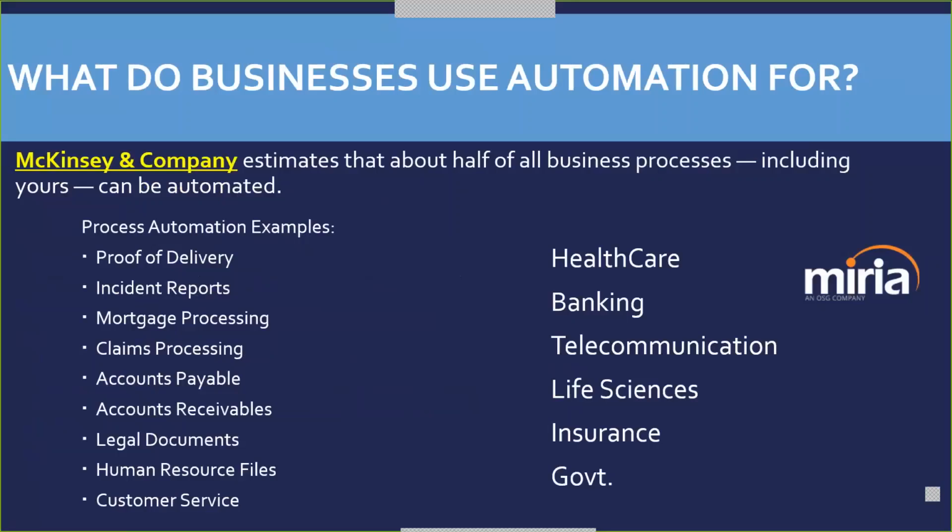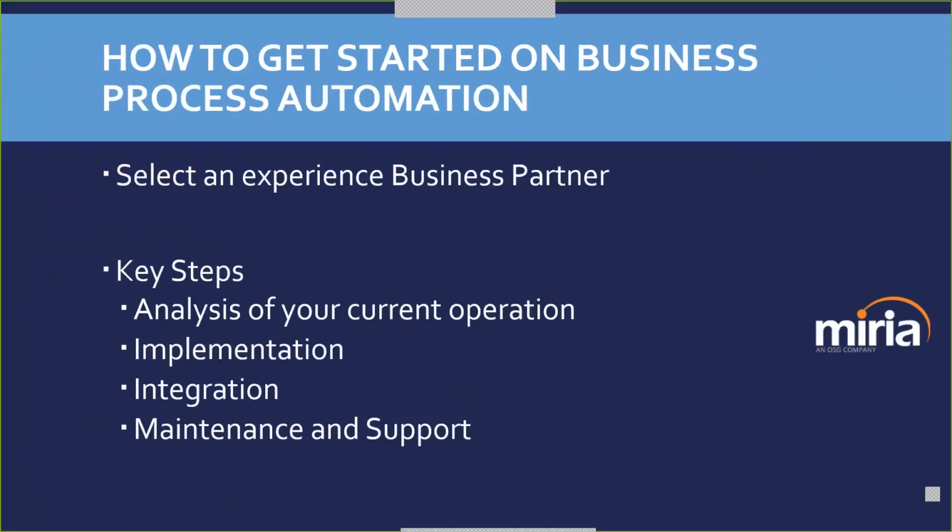Whether it's proof of delivery, or incident reports where there's an accident and how do I make claims against that, whether it's mortgage processing or accounts payable operations, it could go really across your organization. I would encourage everyone on this call to think about which areas might be candidates for a great automation process. Just an example of how to get started.